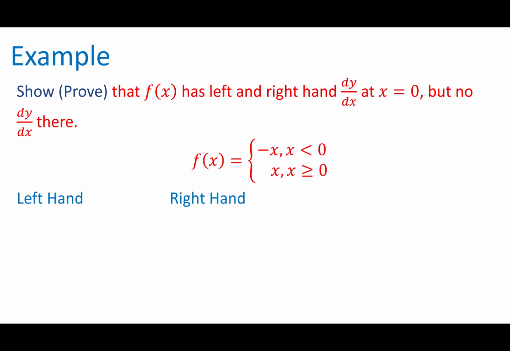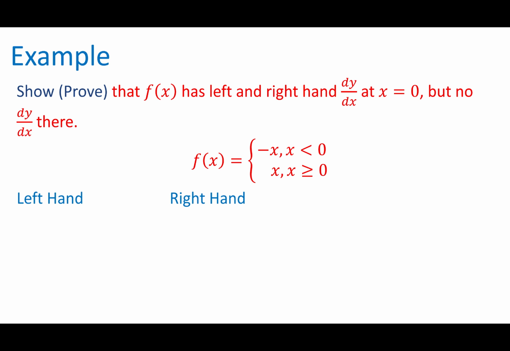Okay, all right, let's do a couple examples. In this one, I want to show, meaning prove, that f of x has left and right hand dy dx. Remember, dy dx means derivative, which means slope of the tangent. So it has left and right hand derivatives at x equaling 0, but no actual derivative there.